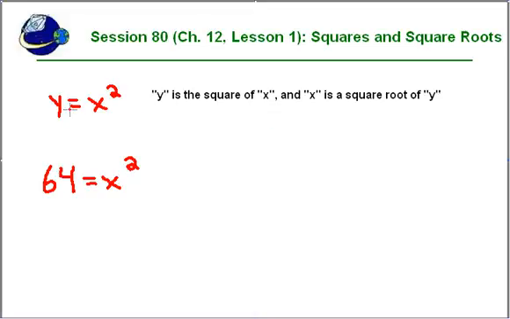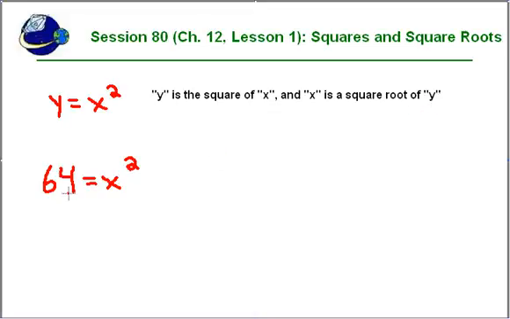Let's choose another number. Let's choose 81. y is 81. 81 equals what number squared? Well, 81 equals 9 squared. 9 times 9 is 81. Therefore, 81 is the square of 9, and 9 is a square root of 81.